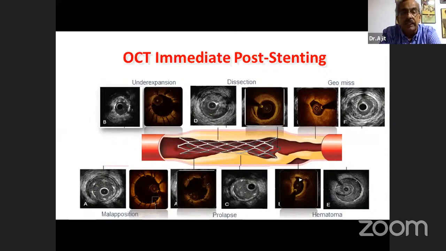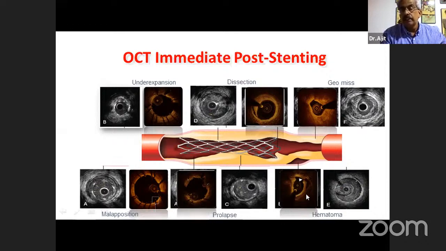Remember, we also have to look at the stenting. Post-stenting, we have to look for problems. For example, the stents may be underexpanded. You can have dissections distally or proximally. This is the OCT dissection. You can have a geographical miss, where you put the stent and miss the lesion. You can have a malapposed stent, a stent which is floating inside the coronary. And you can have a prolapse, when stuff is protruding. You can see stuff protruding into the lumen when you have a stent placed inside.